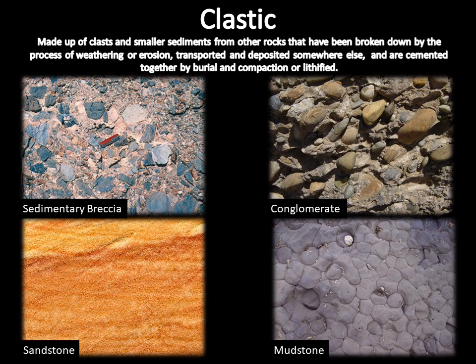Clastic sedimentary rocks are made up of clasts from other rocks that have been broken down by the process of weathering or erosion, transported and deposited somewhere else, and cemented together by burial and compaction and turned to stone, or lithified. These pictures show the four main types of clastic sedimentary rocks. We have sedimentary breccias, conglomerates, sandstones, and mudstones. Let's look at each one of these in more detail.